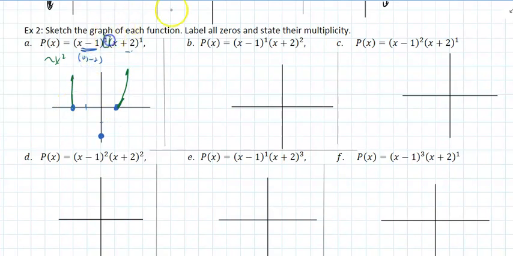The multiplicity on those is a 1. So I have x equal 1 with multiplicity 1, and x equal -2 with multiplicity 1. The multiplicity indicates how the graph behaves at each 0, because that's where this equals 0. That's going to behave like y equal x. Y equal x is a straight line.